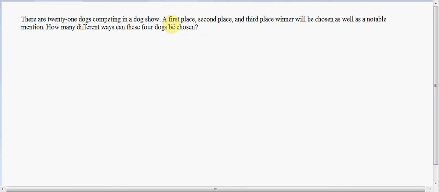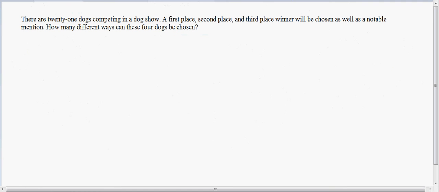I know from this problem that it is a permutation because the order matters. And I know that the order matters because they're giving out places. Okay, if I get first place, that's different than getting second place. They're not equal to one another. So I care about the order. I care if I'm in first as opposed to second, as opposed to third, or even notable mention. So since I care about the order, it's a permutation.